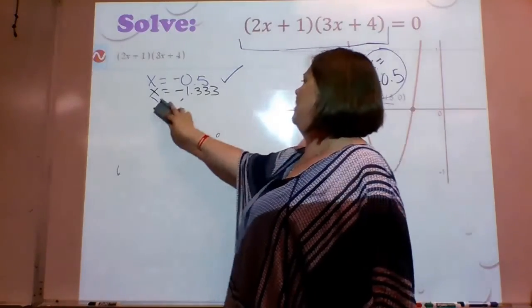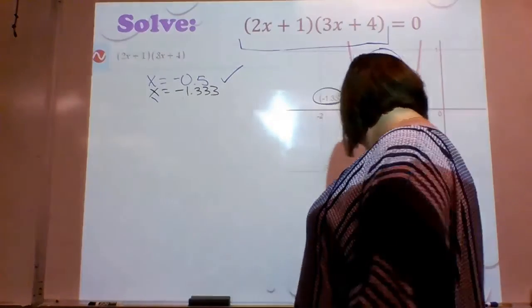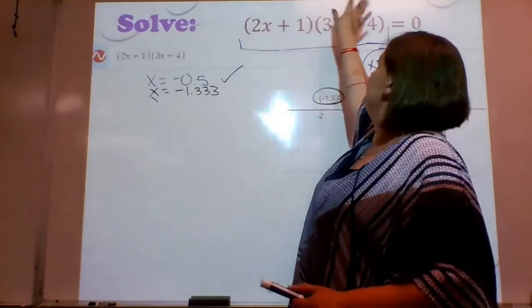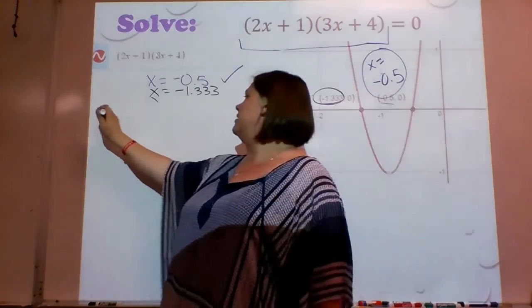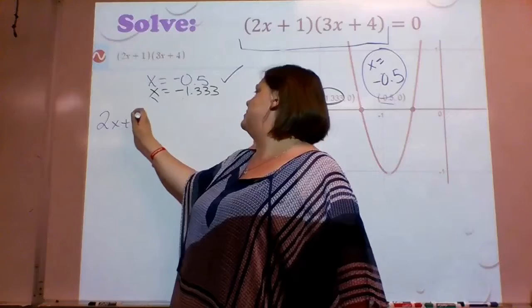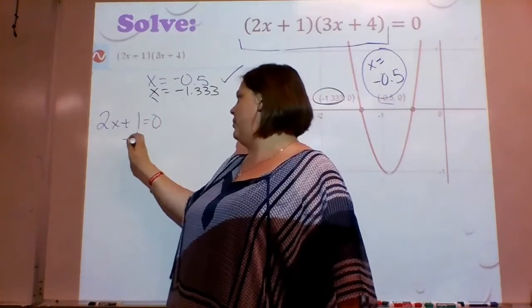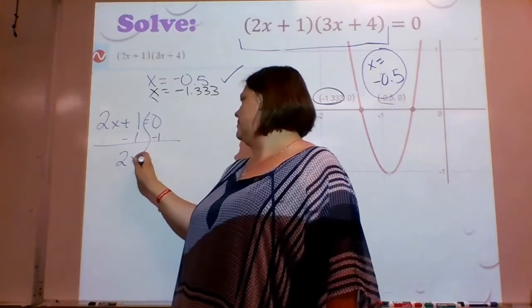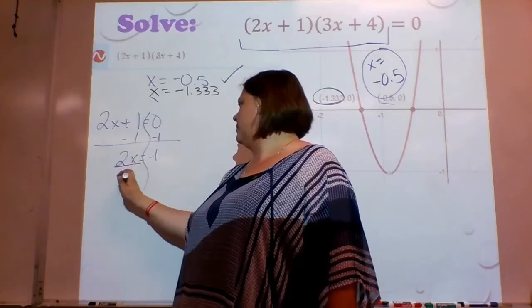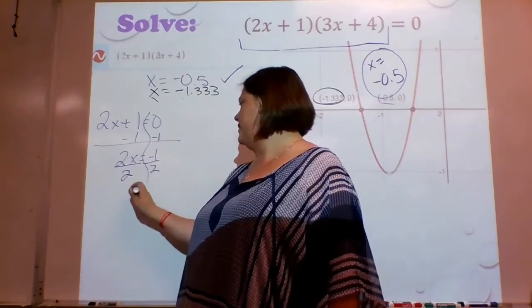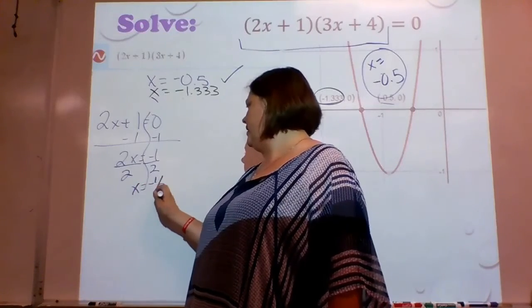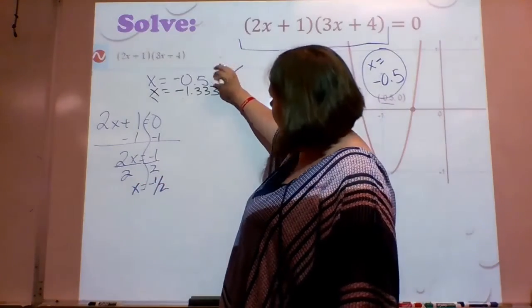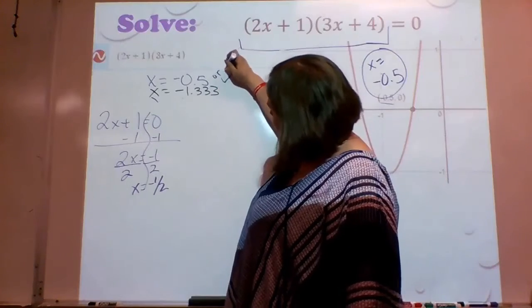So this black one, he did not work. So I'm going to do this one in purple and this one in black. I'm going to do 2x plus 1. I'm going to set it equal to 0, and I'm going to solve. 2x equals negative 1. Divide by 2, divide by 2. X equals negative 1/2. So that's this here.